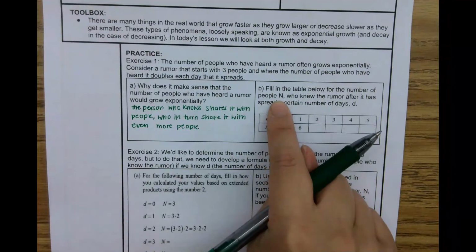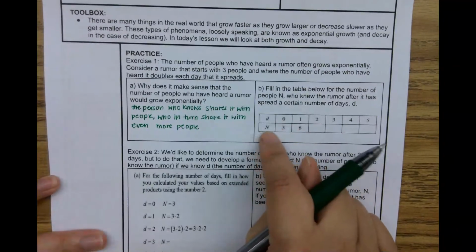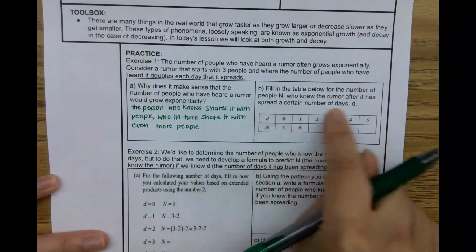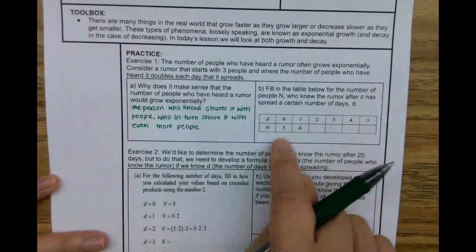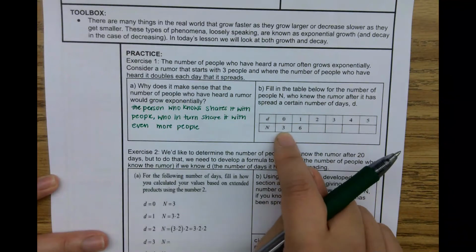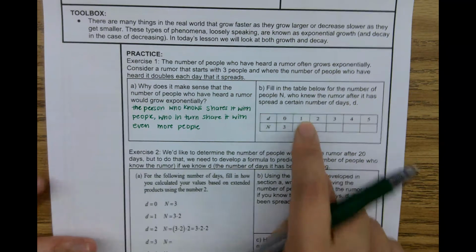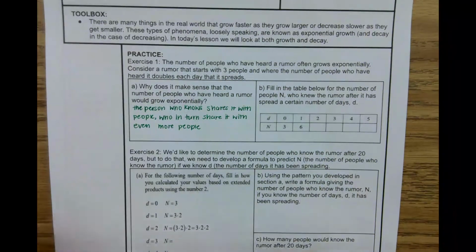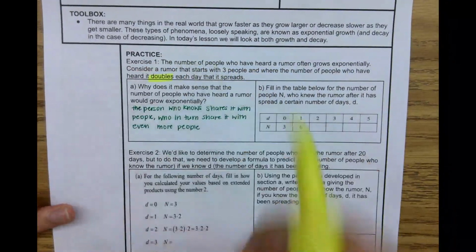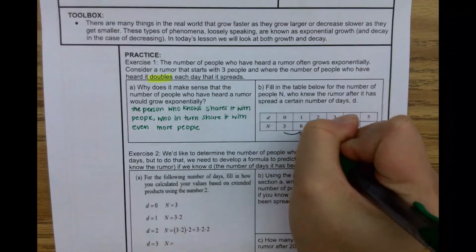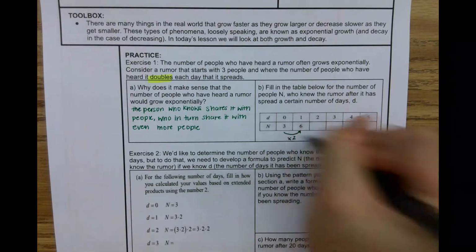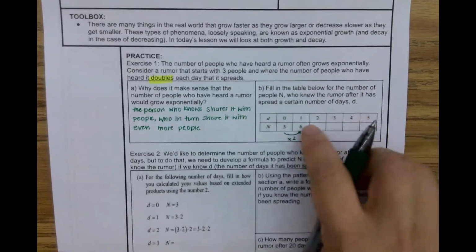So here we're going to fill in this table below for the number of people. We're going to use the letter N to represent the people who know about the rumor, and we're going to use the D for the number of days afterwards. Right? So let's say when we first begin, 3 people know about it. Okay? 1 day later, since it said that it doubles each day, from the beginning to the next day, it multiplies by 2, and now 6 people know.